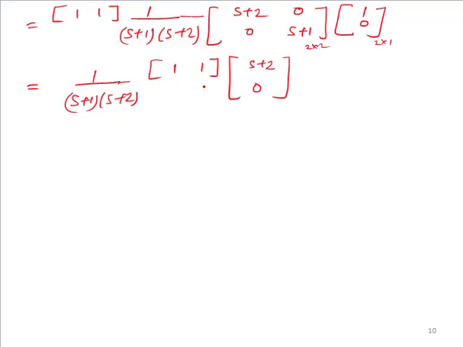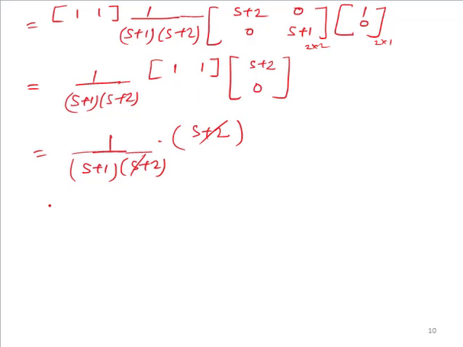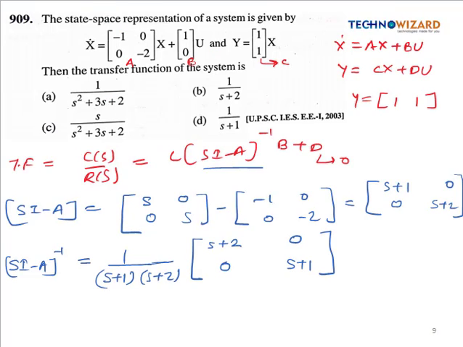Now this is 1 cross 2 and this is 2 cross 1, so we will simply obtain 1 upon (s plus 1) into (s plus 2), multiplied by 1 into (s plus 2) plus 0. So it means simply we are getting the value of the transfer function as 1 upon s plus 1. So option D is right.